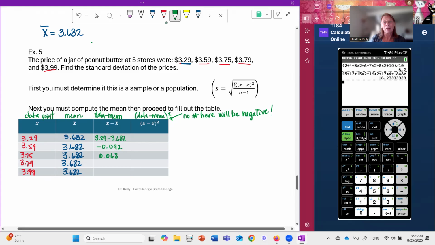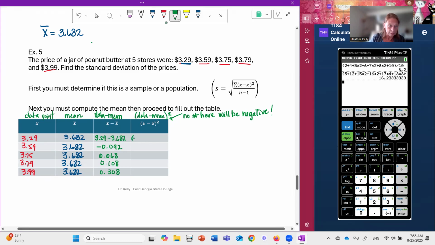Just being off by a little digit will mess up your whole problem. You will not have the right answer. And if you do not show me your work so I can see where you went wrong, then I can't give you any points. Okay? So it's really important that you show me all of your work here. Then 0.108 and 0.308.